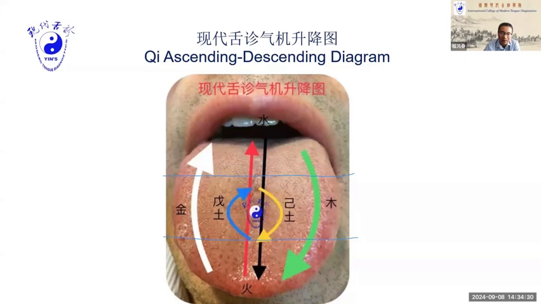And this is the key qi descending and ascending part in our body. And the black arrow and the red arrow show another pair of the qi movement, the water and the fire. Also, you can see it is the kidney and the heart.